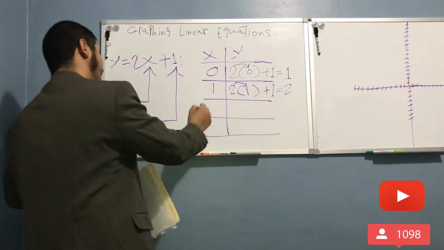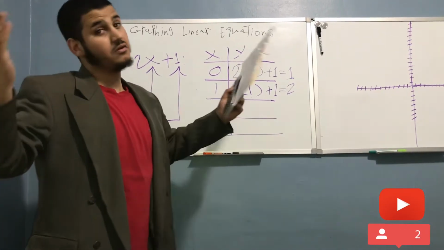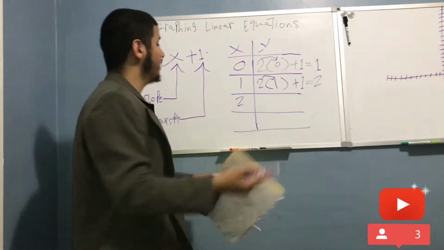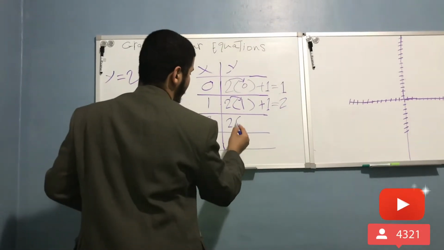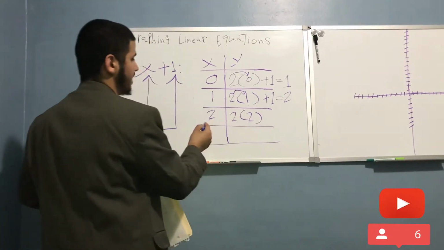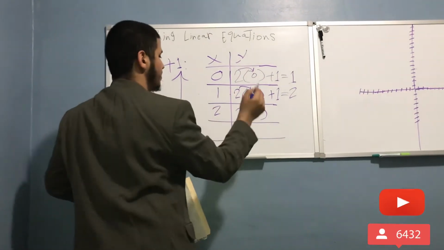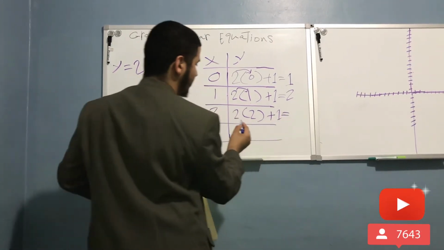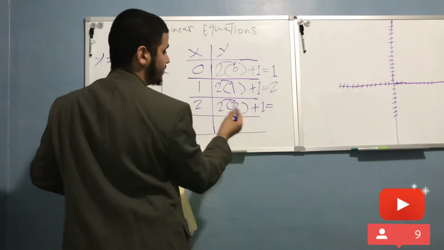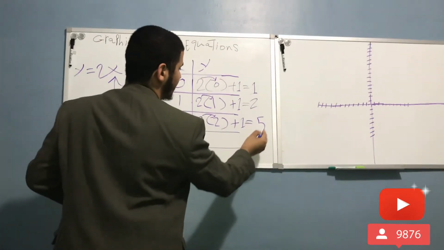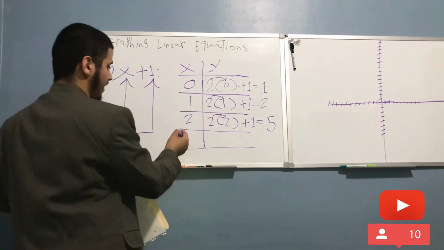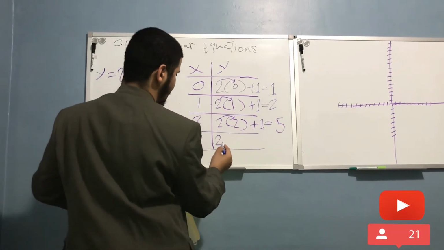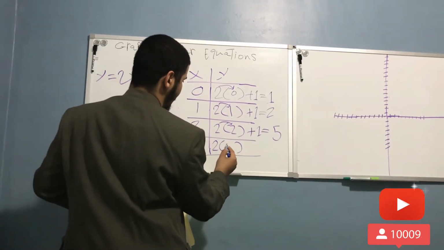For my next favorite number, I'll pick 2. You can pick 3, 4, negative 3, negative 4, negative 5, but in my case I pick 2. I'll put it inside the parentheses. Whatever your favorite number, put it inside the parentheses and finish the equation. 2 times 2 is 4, plus 1 is 5. Very easy, very clear. And for here, I'm going to put 3, inside the parentheses.